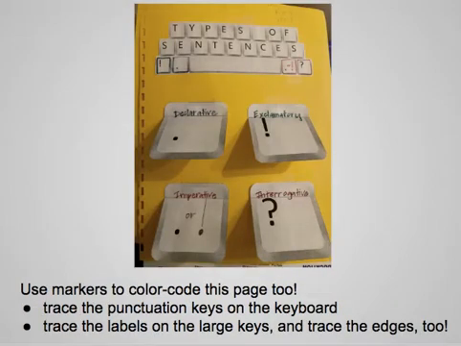And now look back at your types of sentences notes and use markers to color code that page too. Trace the punctuation keys on the keyboard, just like I did here. And then trace the labels on the large keys. So I just went over what I had written in pencil with the marker color that matched the key. And then you could also trace the edges of the keys.